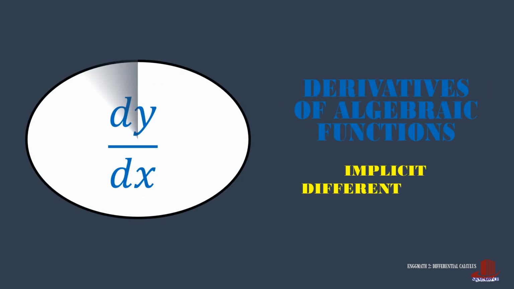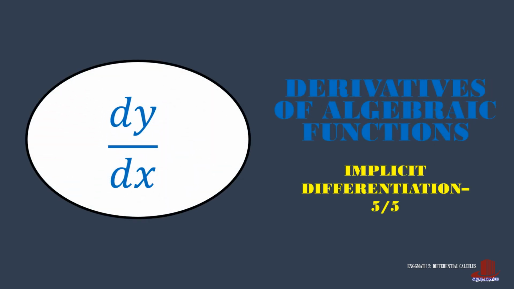The fifth example for implicit differentiation involves a combination of rules. Learn about them here in differential calculus.